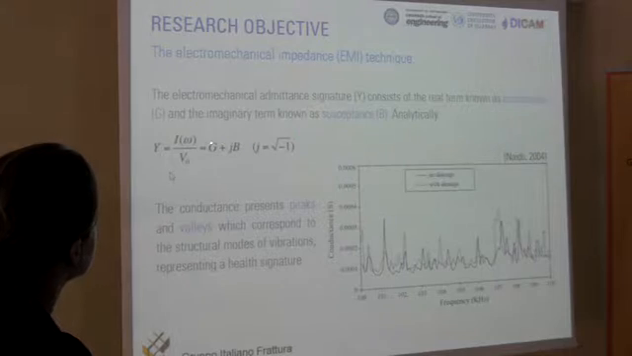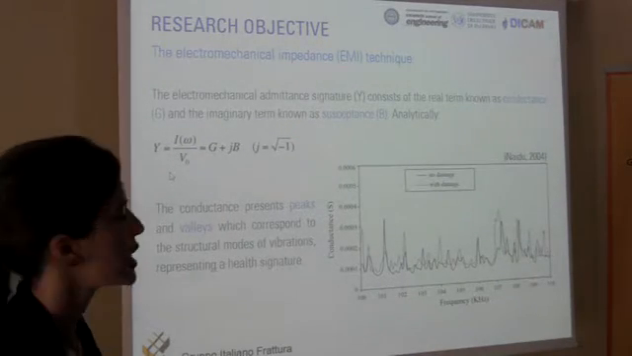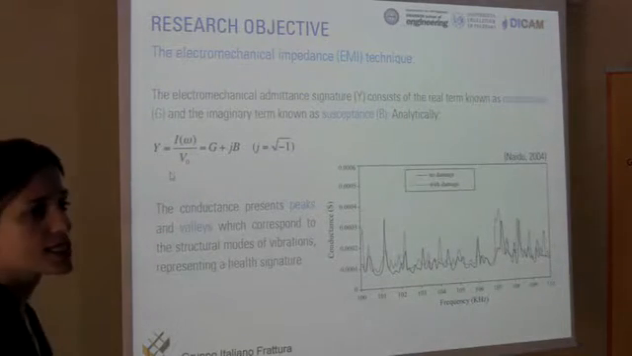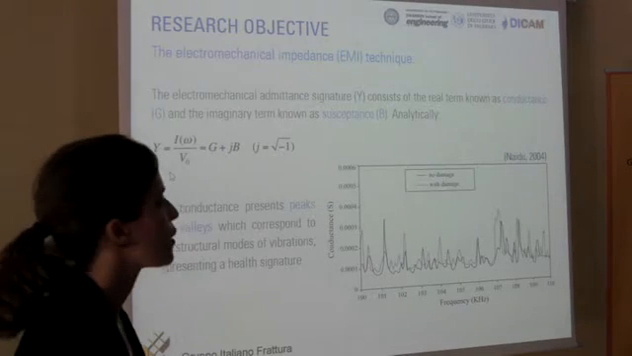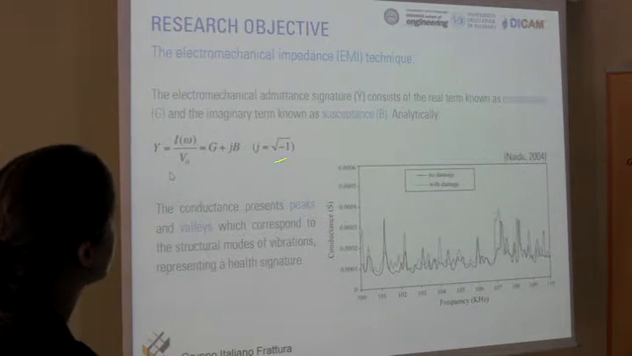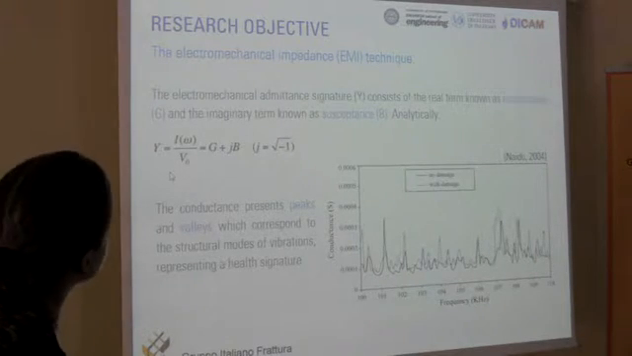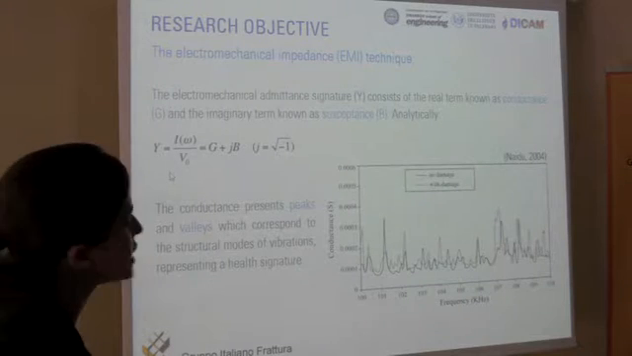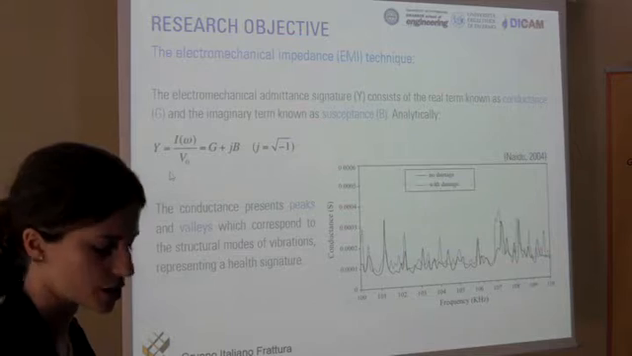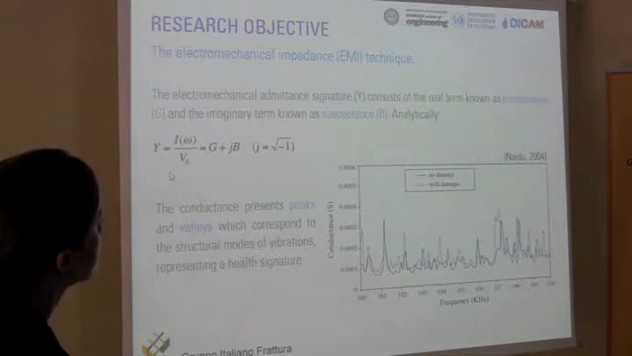The electrical admittance is defined as the ratio of the current flowing through the transducer divided by the external voltage applied. This is a complex quantity that is composed of a real term, known as conductance, and the imaginary term, known as susceptance. It has been proved in literature that the real part of the admittance is more sensitive to any change in the structure.